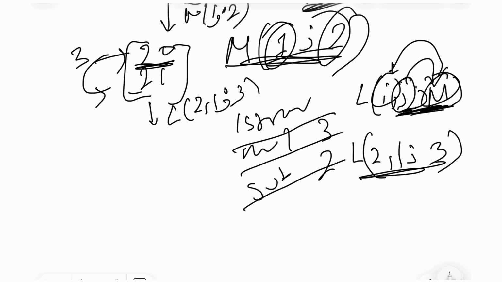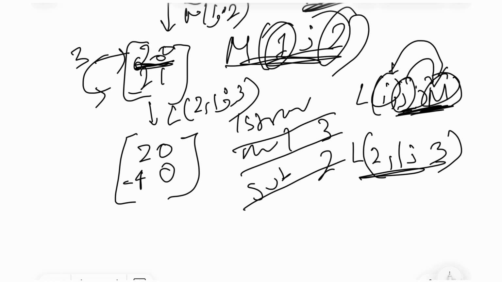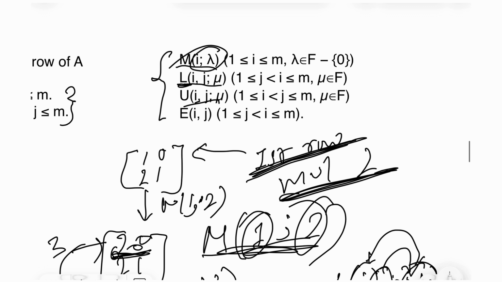L213. What do we get? Multiply the first row by 3, we get 6, 0. Subtract from the second. So the first row stays the same, just using it to subtract. 2 minus 6, 1 minus 0. Oh, sorry, 1 minus 0 is 1. That's it. I'm going to let you figure out the rest of the notation by yourself, but that's it. Multiply, lower, upper, exchange. That's all we're doing.